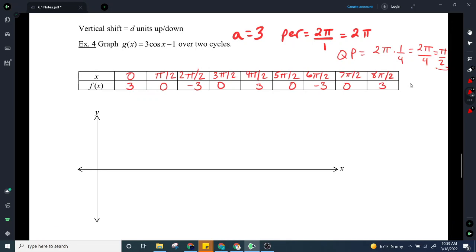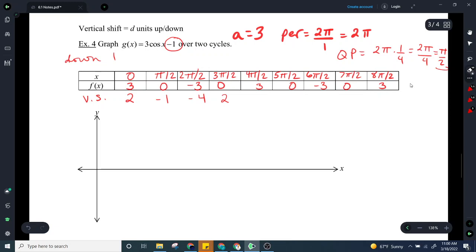And then what I would do is add one more row for the vertical shift. So literally what you're going to do, because it's -1, so the vertical shift is down 1 unit, literally subtract 1 from each of these y values. So we're going to start out at 2, -1, -4, -1 again, right? It's going to follow the pattern. And then 2, and then -1, -4, -1, and 2. So literally it takes everything and shifts it down 1 unit.